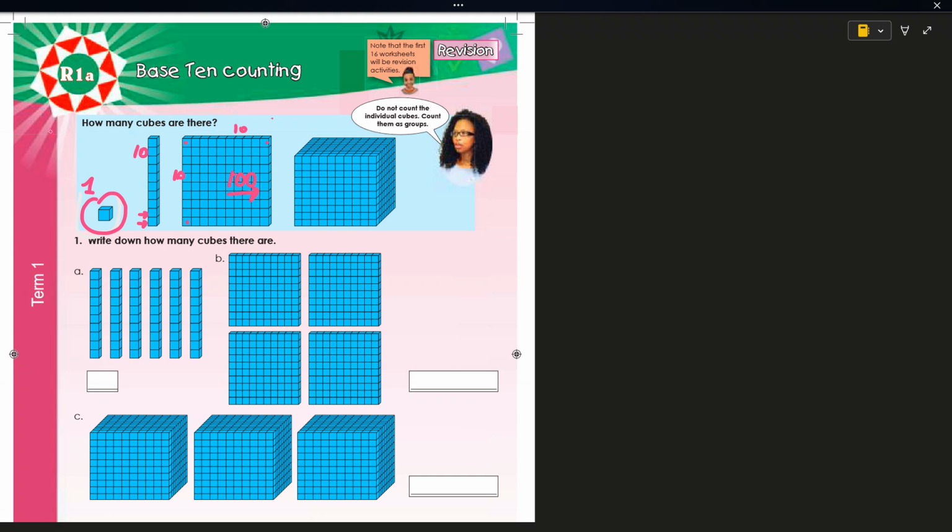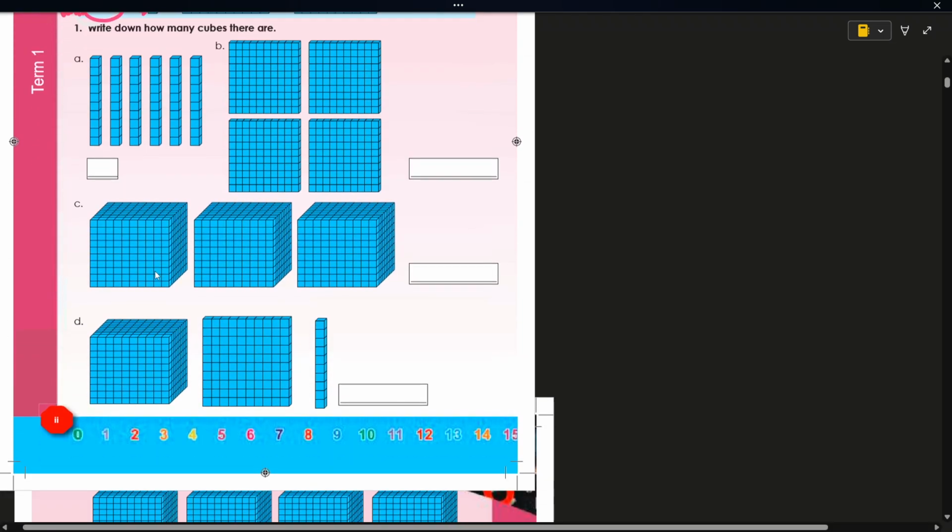Just to recap, this shape we'll call 1. It's a unit. This shape we now call a 10. This we call 100, because we've got 100 blocks. This we call 1,000. Let me just write TH for 1,000. With that understanding, we can carry on and answer the questions below.